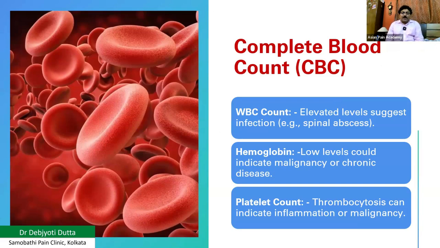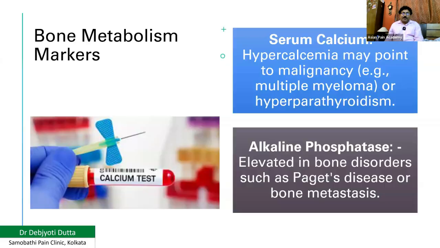So what is the importance of the complete blood count? First of all, elevated levels of white blood cells might suggest infection, for example a bacterial spinal abscess. Low hemoglobin can be suggestive of a chronic disorder, for example a malignancy or some other chronic disease. Platelet count can indicate inflammation or malignancy, so thrombocytosis could be a possible cause. That is why the complete blood count investigation is also very important.